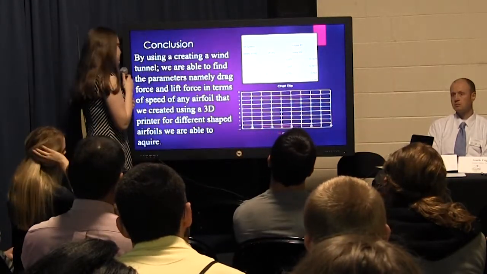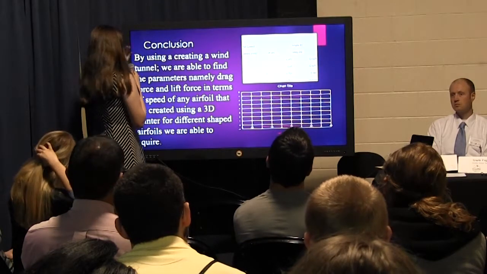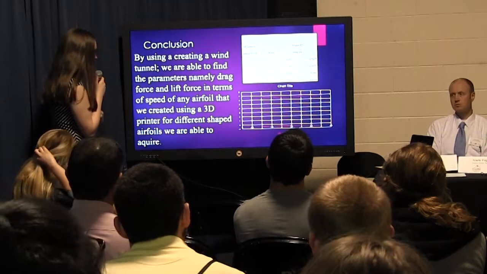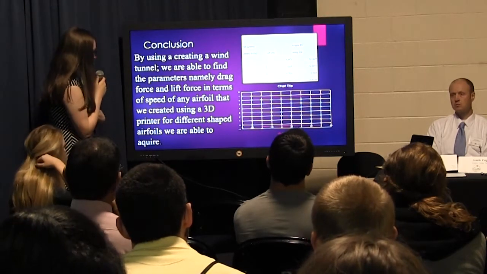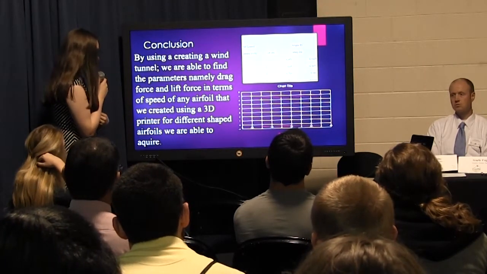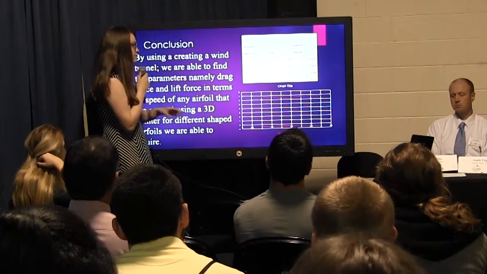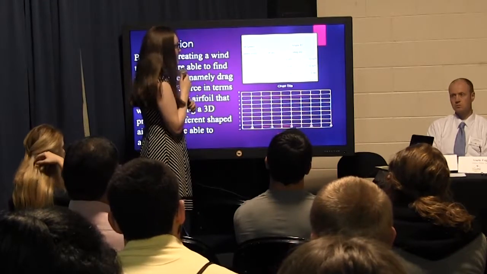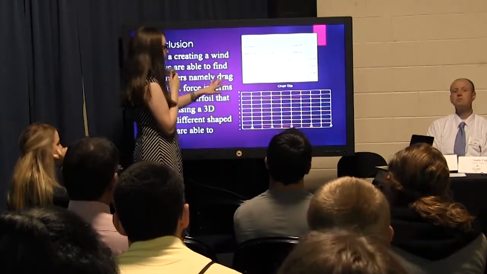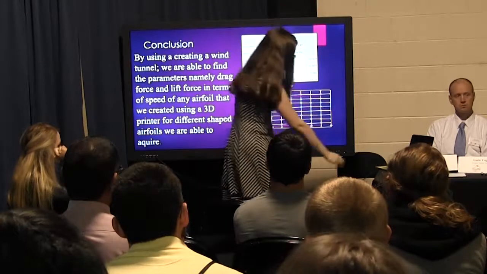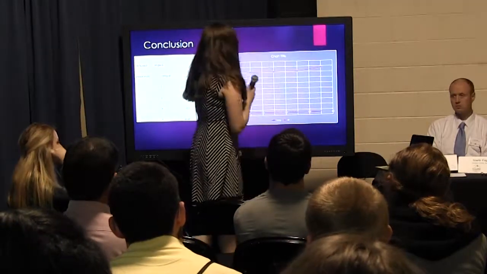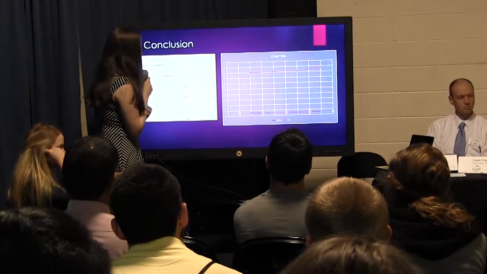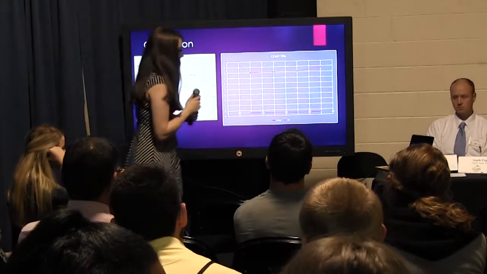In conclusion, by creating a wind tunnel, we are able to find the parameters, namely drag force and lift force in terms of speed, of any airfoil that we created using a 3D printer, for different shaped airfoils. These are some of the tests that we have run on airfoils. This was an undercambered foil at a 30-degree angle at 4 different wind speeds. And this is another airfoil at 0 angle, and it was also undercambered.